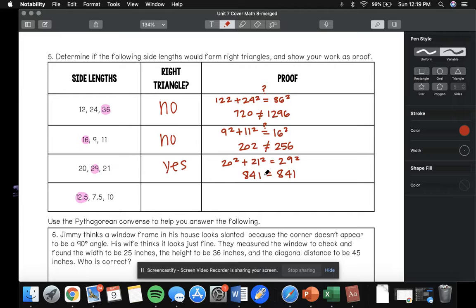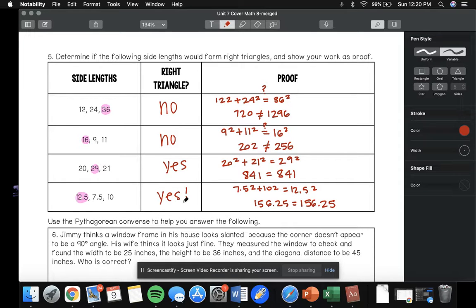Okay, so we're testing, does 7.5 squared plus 10 squared equal 12.5 squared? So 7.5 squared plus 10 squared is 156.25. 12.5 squared is also 156.25. So yes, this is a right triangle.